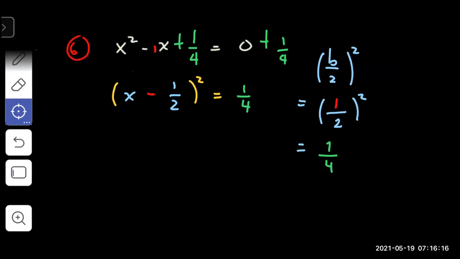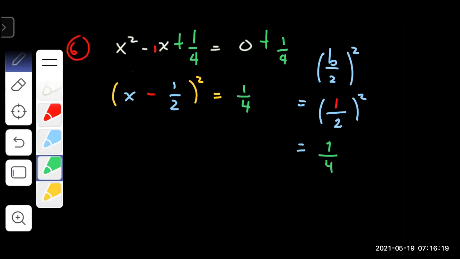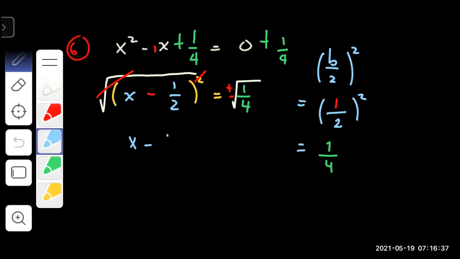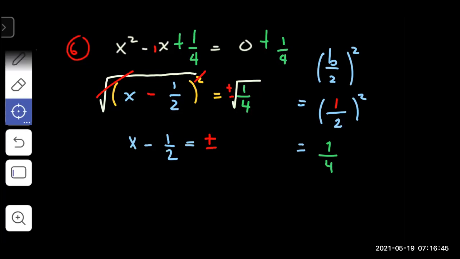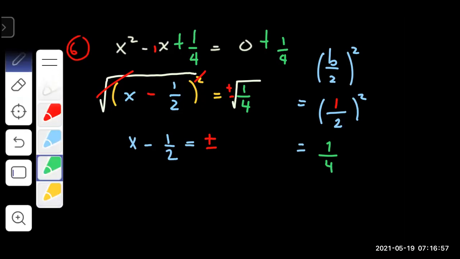Now we're going to eliminate the square by taking the square root on this side and the square root on this side. And don't forget the two cases, positive and negative. According to the property, we can cancel the square and the square root, so we only get the radicand, which is x minus 1/2, equal to plus or minus the square root of 1/4. It's a fraction, so just take one at a time. What is the square root of 1? It's 1.